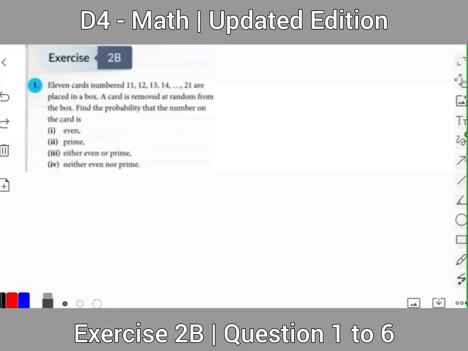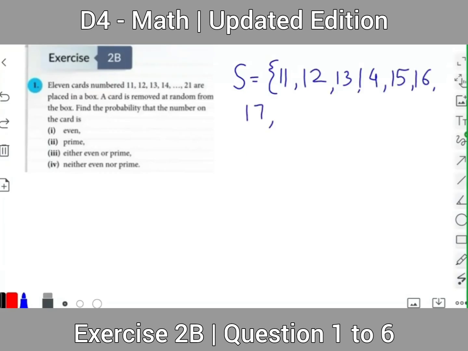The 11 cards numbered 11, 12, 13, 14 up to 21 are placed in a box and a card is removed at random from the box. Find the probability that the number on the card is, in part 1, even. Write down the sample space in our case. So here the sample space S is 11, 12, 13, 14, 15, 16, 17, 18, 19, 20, and 21.